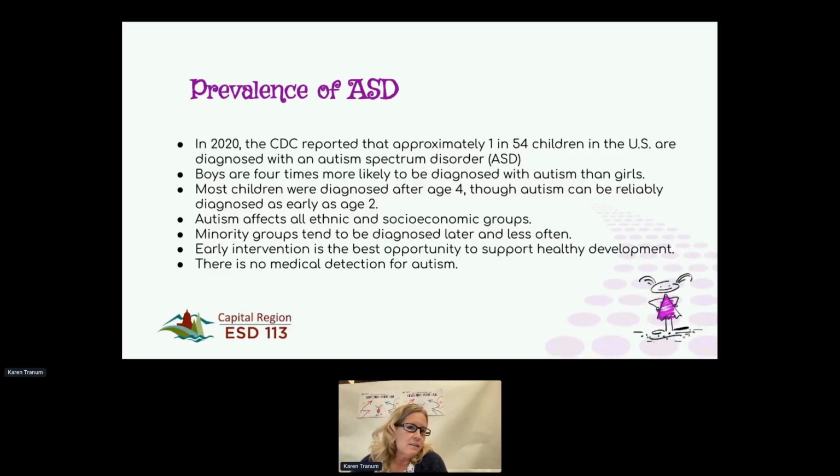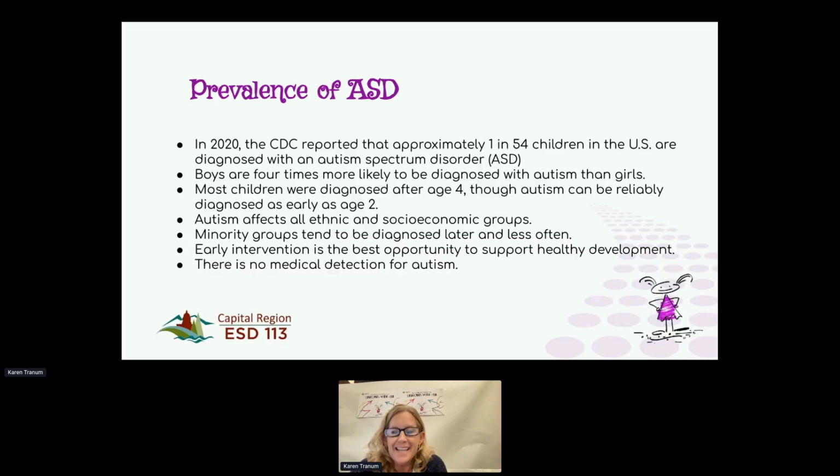So what exactly is autism, and how prevalent is it in our society? In 2020, the CDC reported 1 in 54 children are being diagnosed. And girls are less likely than boys to be diagnosed, at a rate of 4 times. Most children were diagnosed after 4, but it can be diagnosed as young as 2. Autism affects all ethnic and socioeconomic groups.